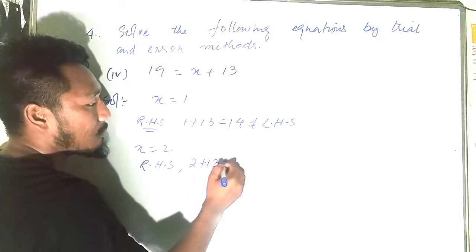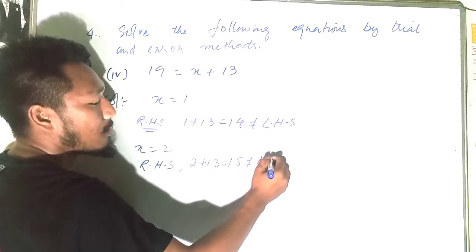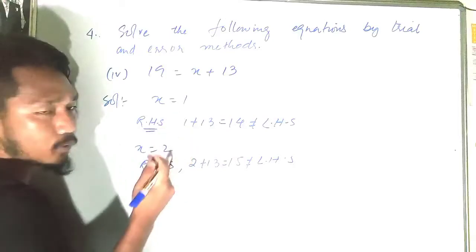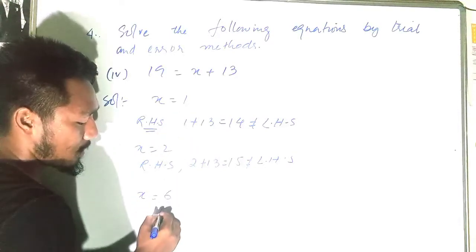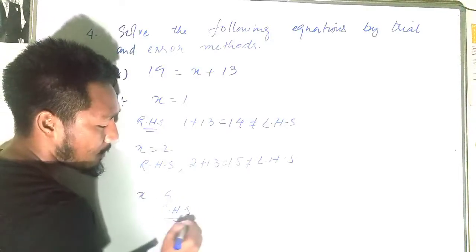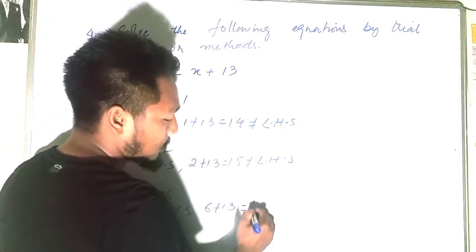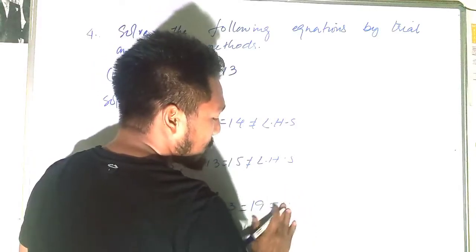2 plus 13, what is it? 15, which is not equal to the left hand side. In this way you can add 1, 2, 3, 4. Then I'm directly putting the values. x is equal to 6. That means the right hand side will be 6 plus 13, which is equal to 19, which is also equal to the left hand side.